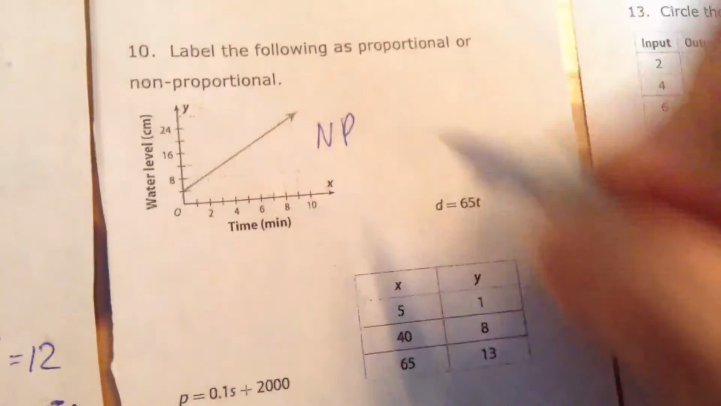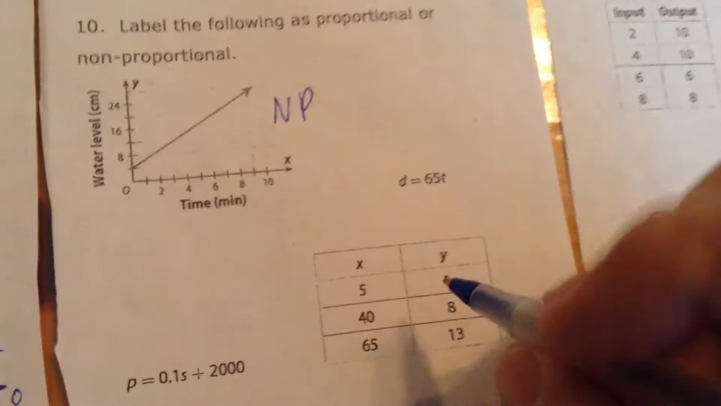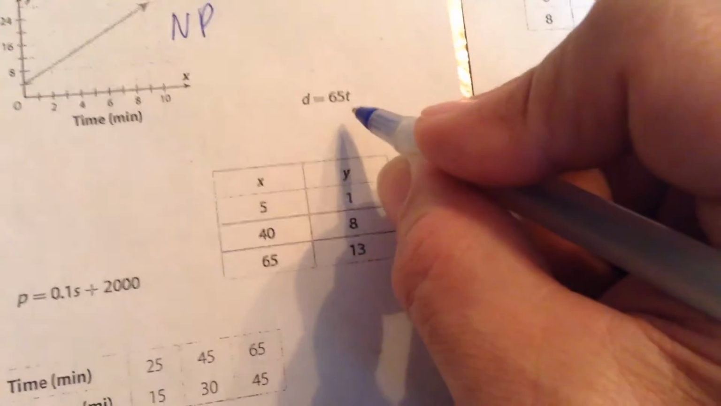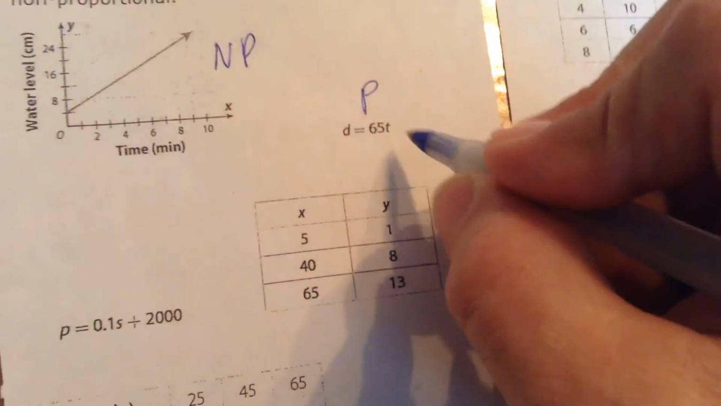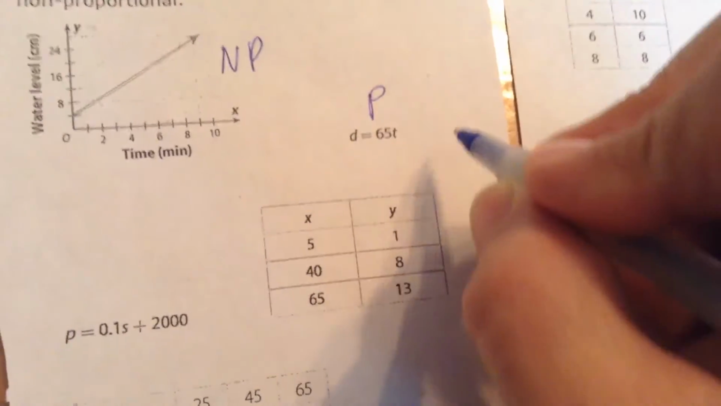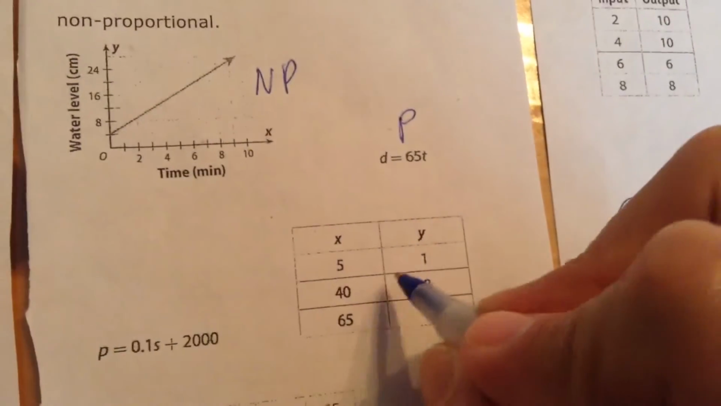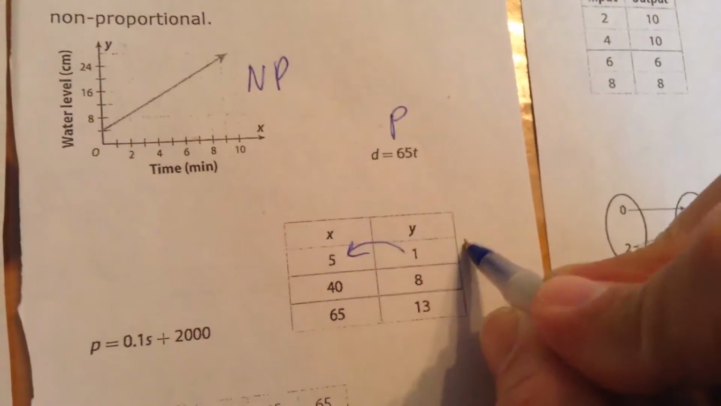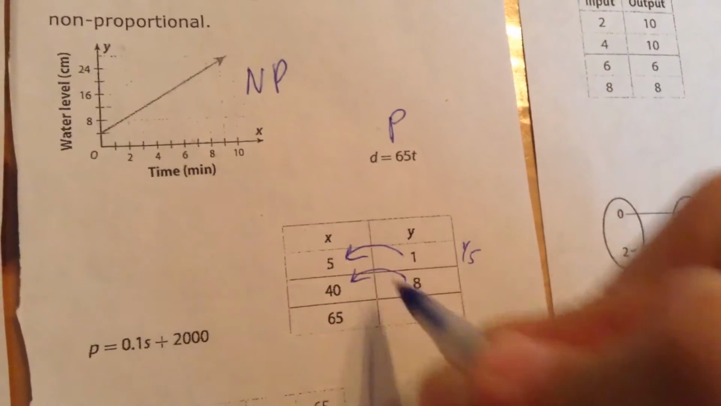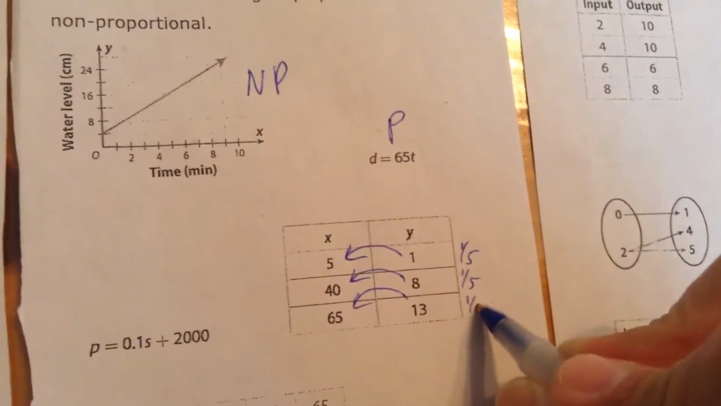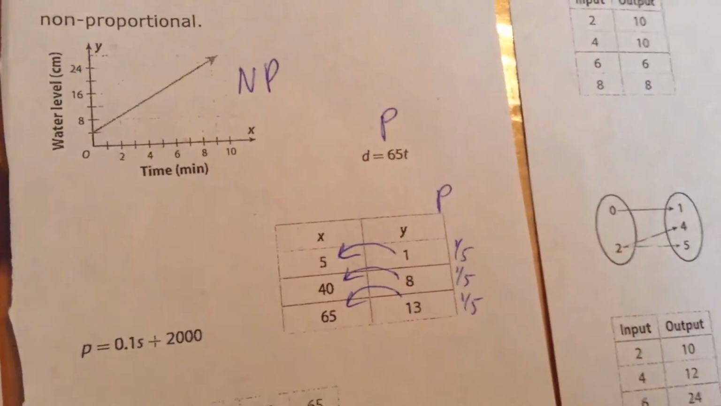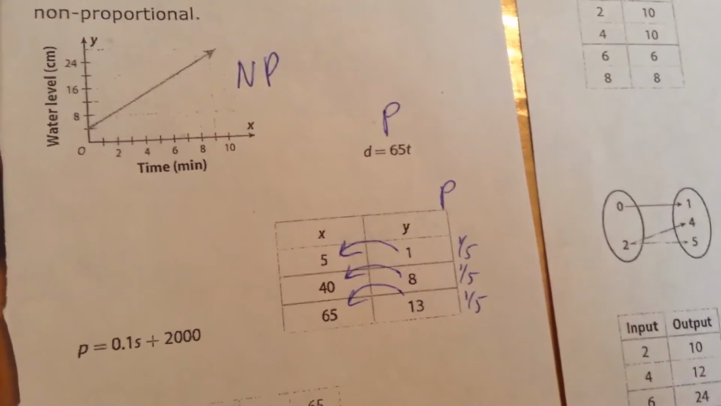We're going to label these following proportional or non-proportional. This one does not go through 0, 0, so non-proportional. This one, oh, I'm sorry, D equals 65t. That is proportional, and the reason is that it doesn't say plus something or minus something after that. This one, if we did y divided by x, we'd get 1/5. 8/40 is the same as 1/5, and 13 over 65 is the same as 1/5. So this is also proportional.